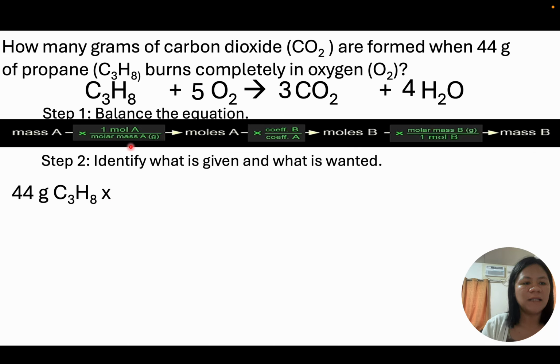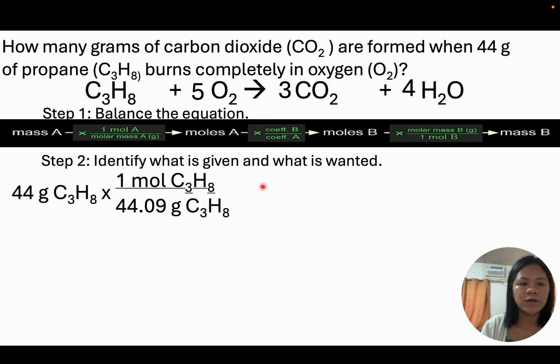The molar mass of our C3H8 is equal to 44.09 grams. So we need this arrangement in order for us to cancel it. We put the mass on the bottom in order for us to have a mole answer. And then we multiply by our coefficient.